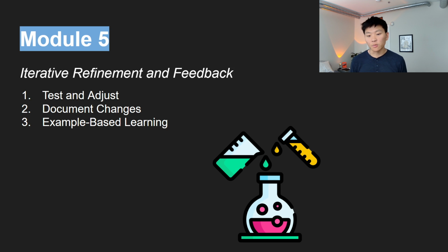And then you have example-based learning, which is providing specific examples within your prompt to guide your agent. So we talked about this a little bit, but these examples are going to help reinforce the desired output, so it's easier to understand the context and requirements for your agent.